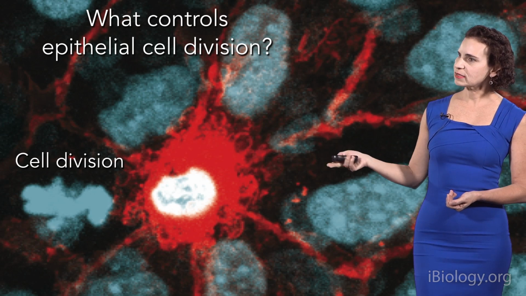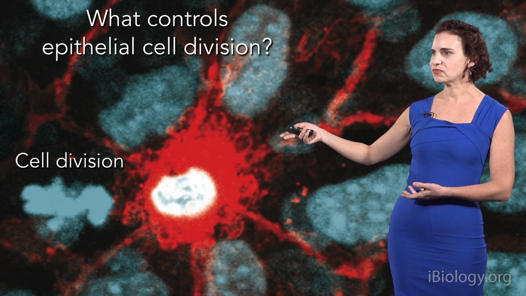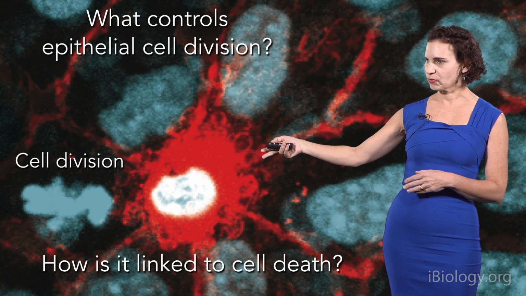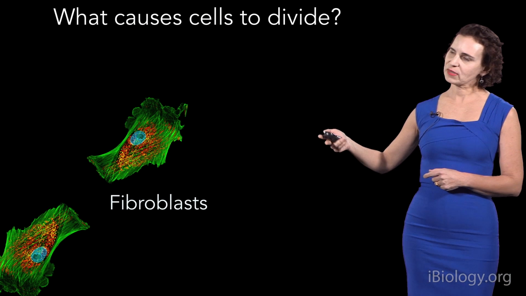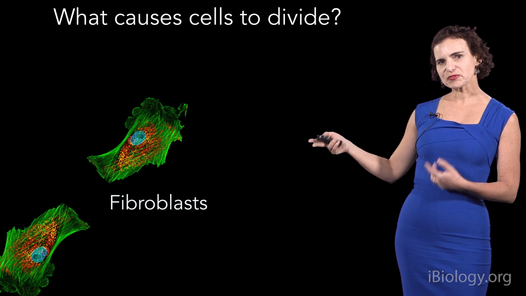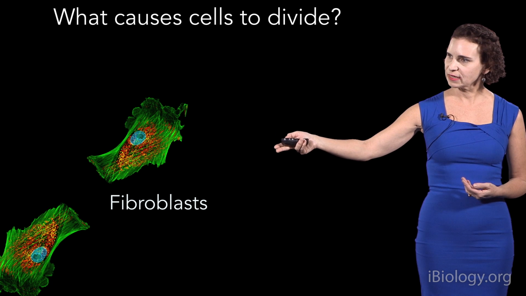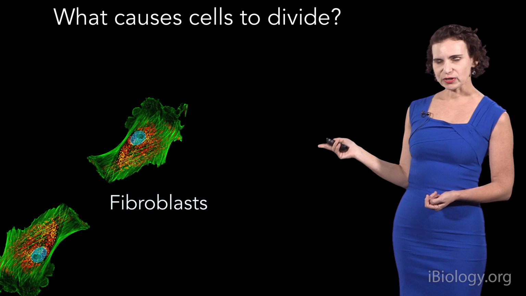So now we'll turn to this problem of how epithelial cells control division, and moreover, how do they link that cell division rate to the death rate? So when we started thinking about this, most of our understanding of how cells divide really comes from a different type of cell, which is the fibroblasts that you can see here, these two fibroblasts here. And the reason for that is really mostly historical.